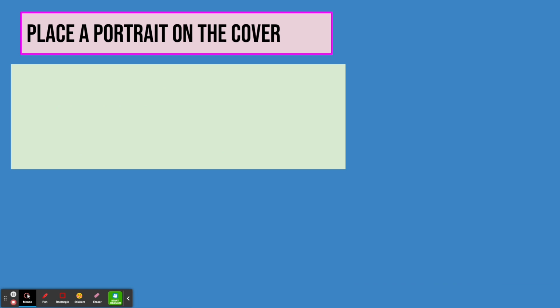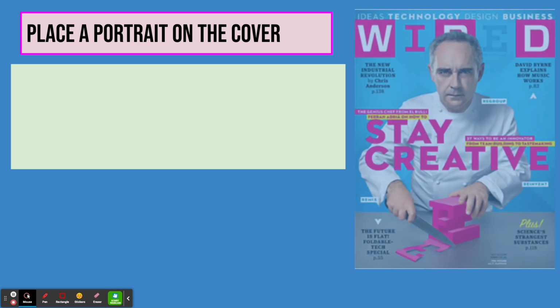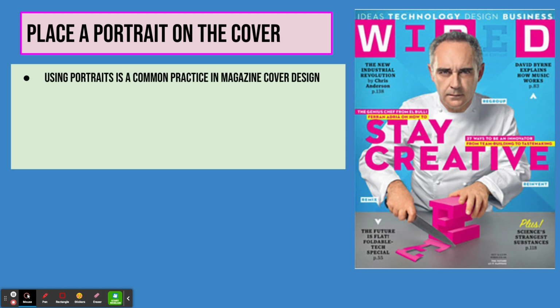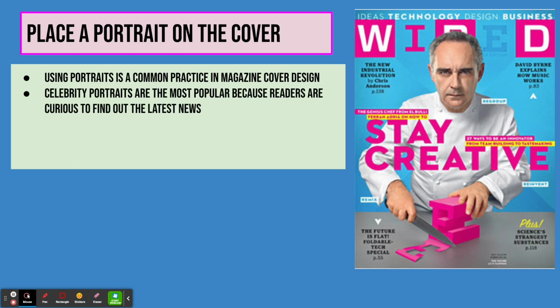So, place a portrait on the cover. Place a portrait of a guy chopping the letter E on your cover, looking kind of stern and creepy. Using portraits is a common practice in magazine cover design. Celebrity portraits are the most popular because readers are curious to find out the latest news. Eye contact is best when taking or using a portrait.